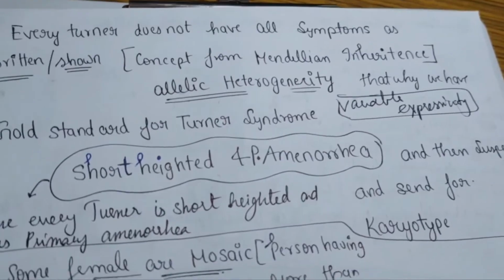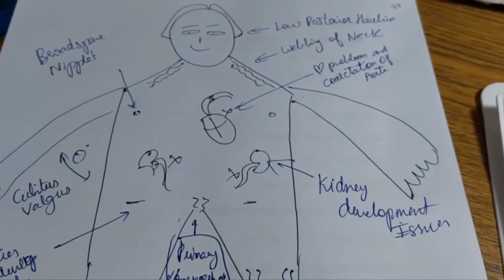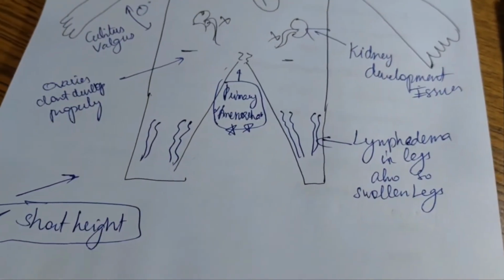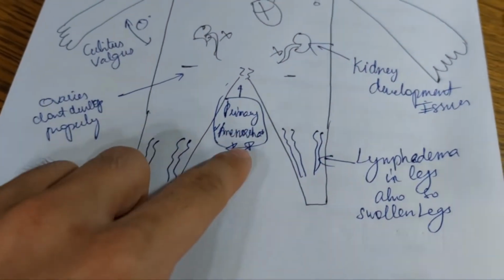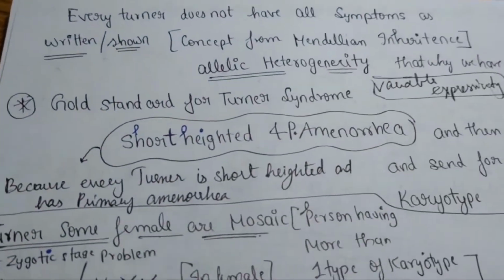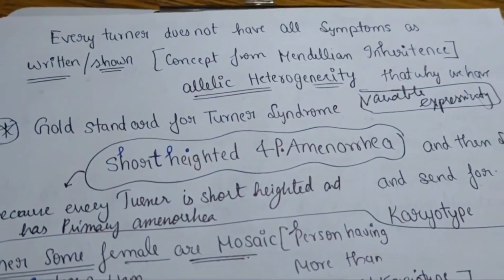So this basically means that every Turner patient won't have all the symptoms. Every Turner patient won't express all these symptoms which we discussed, but all Turner patients will have two common symptoms, that is short height and primary amenorrhea. So when we suspect them, we will send them for karyotyping.